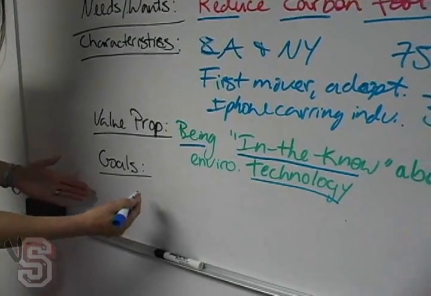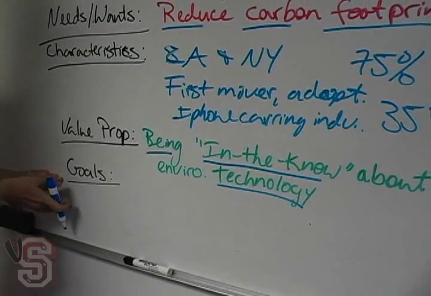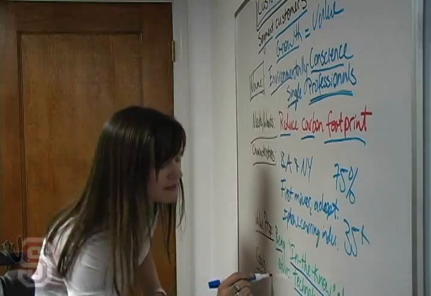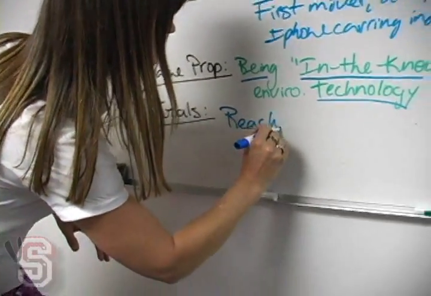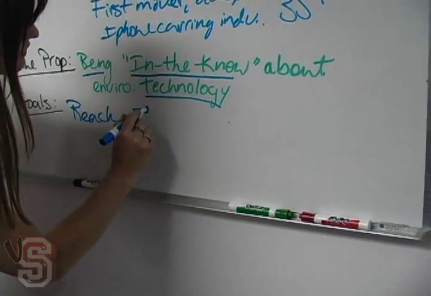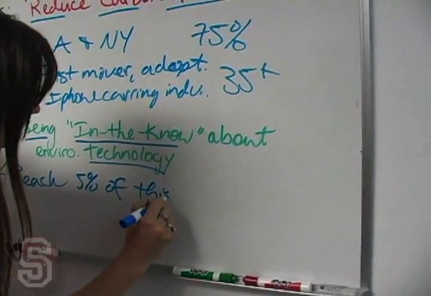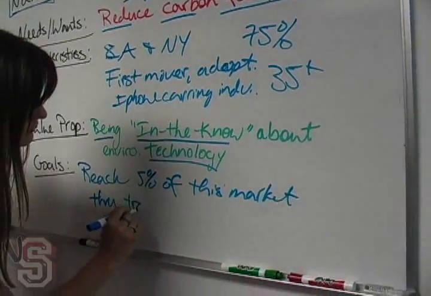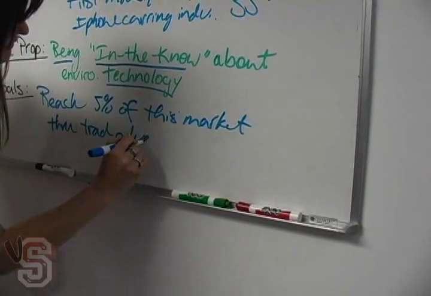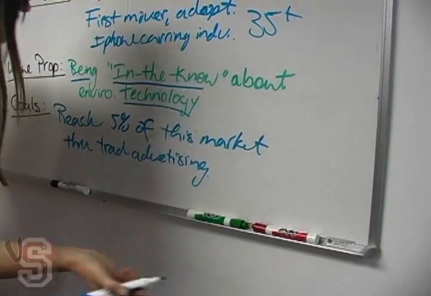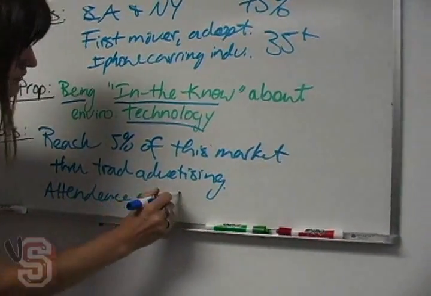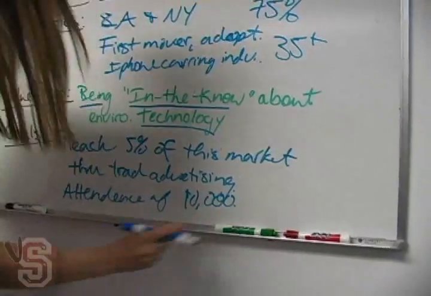That's the value proposition. As it relates then to rolling into your strategic planning activities, we would develop goals around getting these folks to our event very specifically. So what might a goal be? Let's say one good goal would be to reach 5% of this market through traditional advertising. That might be one goal. Another goal might be an attendance goal, so to generate an attendance of, let's say, 10,000 people.